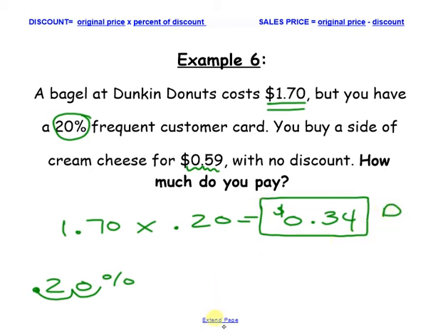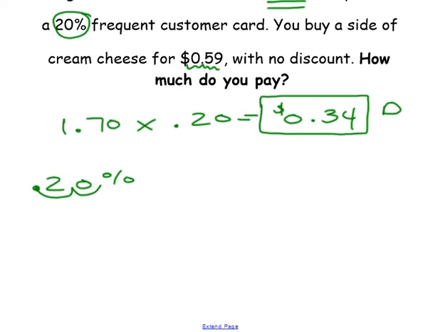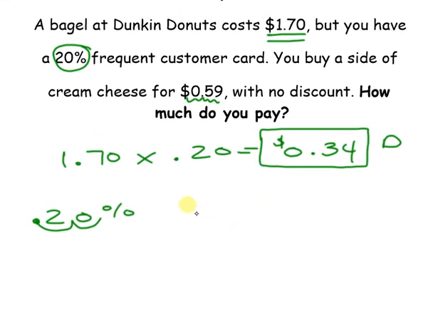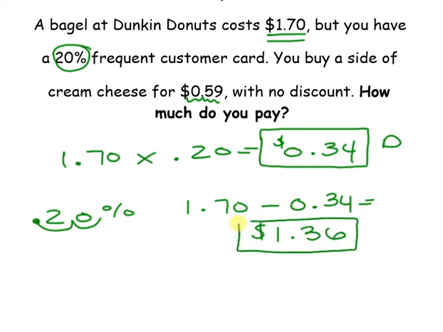But I'm not done yet. I still have more to do. So now let's find my sale price. $1.70 minus my 34-cent discount. Go ahead and calculate that. You should get $1.36. That is your sale price, but we are not done because that's your sale price for your bagel.